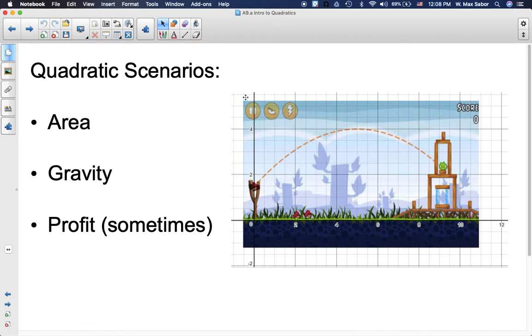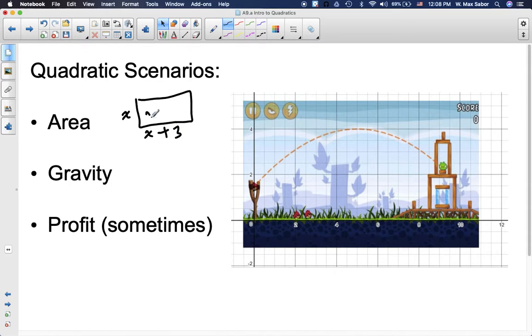The times that we will see quadratics most often are area, because when you have some sort of area, it's usually something like x times x plus 3, and then we'll see, okay, this is x squared plus 3x. That is an area that is quadratic.